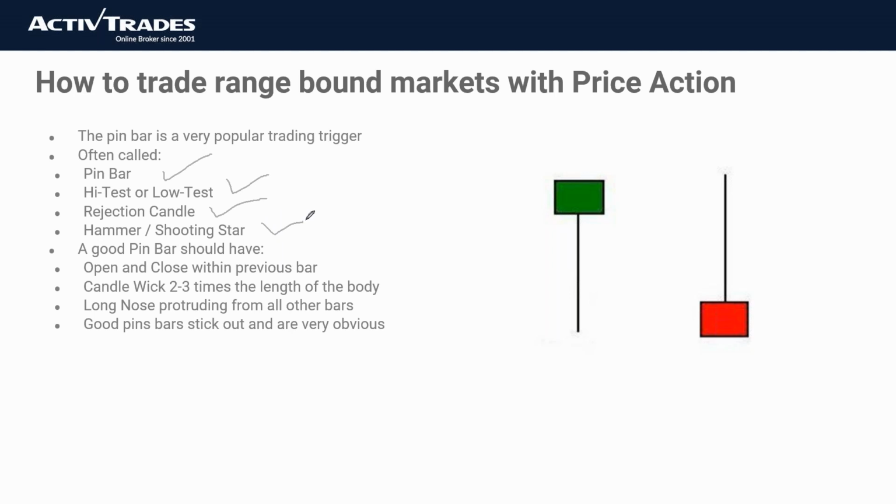How you label it, fill your boots, whatever pleases you. The important thing is that you can identify and understand what one is and why it is useful to you. So good pin bars, all right, you should have the open and the close within the range of the previous bar. The candle wick should be 2 to 3 times the length of the body, should have a long nose protruding from all the other bars, and the good pin bars stick out, and they are very, very obvious.